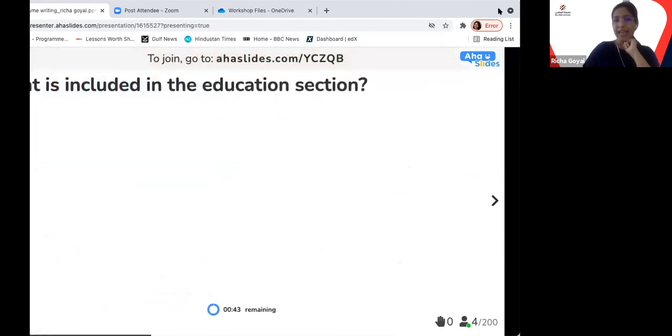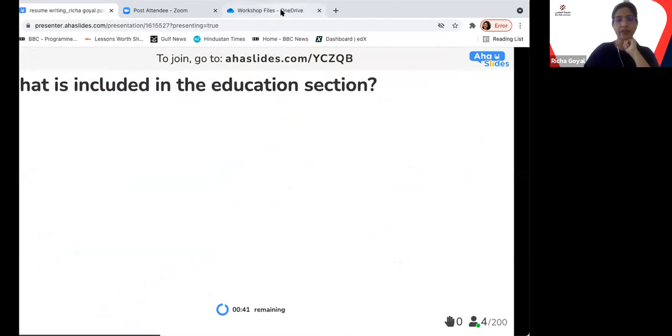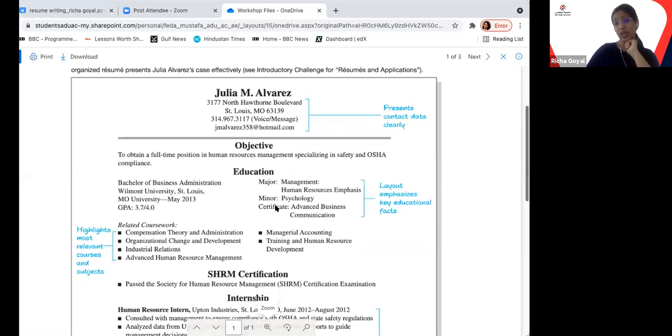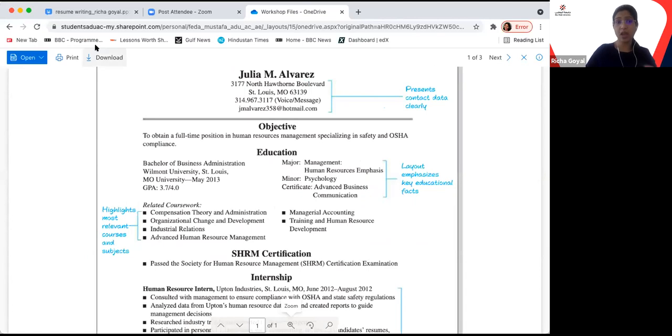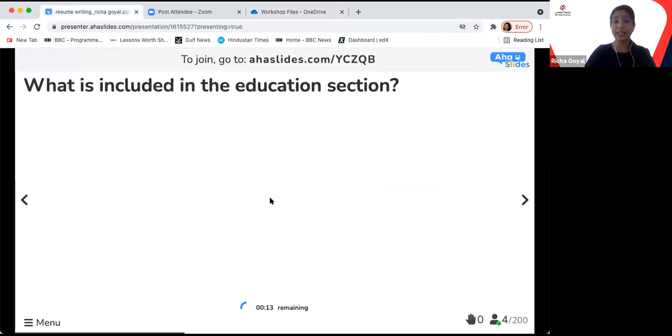Then what do you see next? After the objective, you see education. So what does this section include? How will you mention what you have studied? What would be the structure? What would be the components of the education section? Would you just mention your degrees, like master's in this, bachelor's in this, that's all, or something else you'll add there? What are the things that you'll include in your education section?